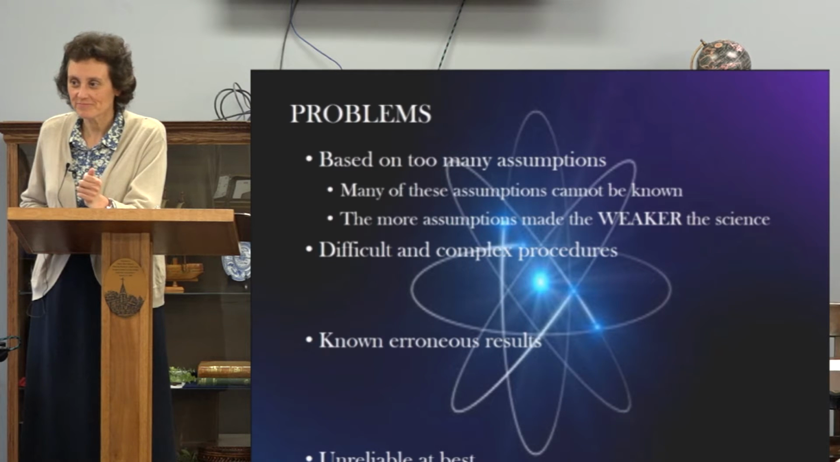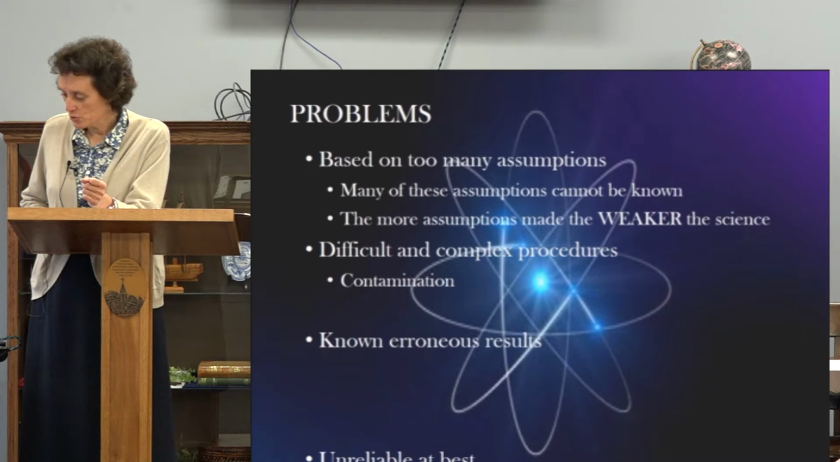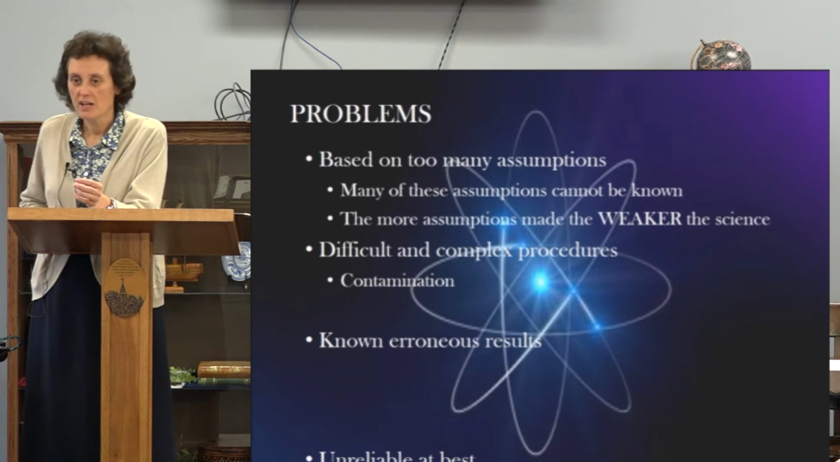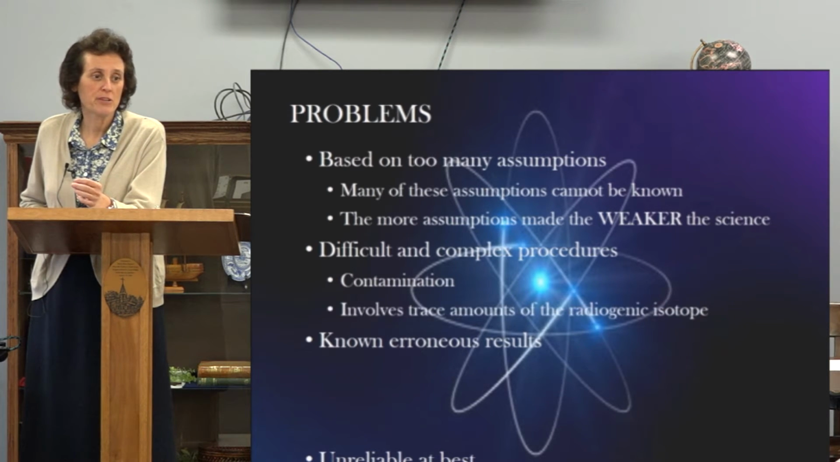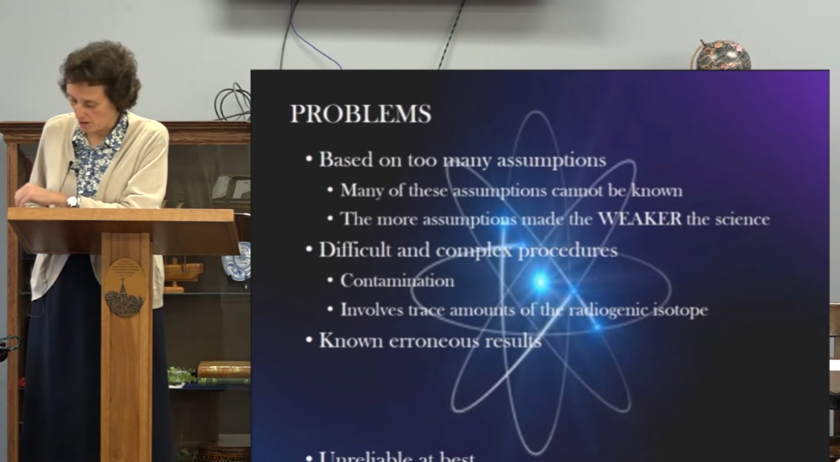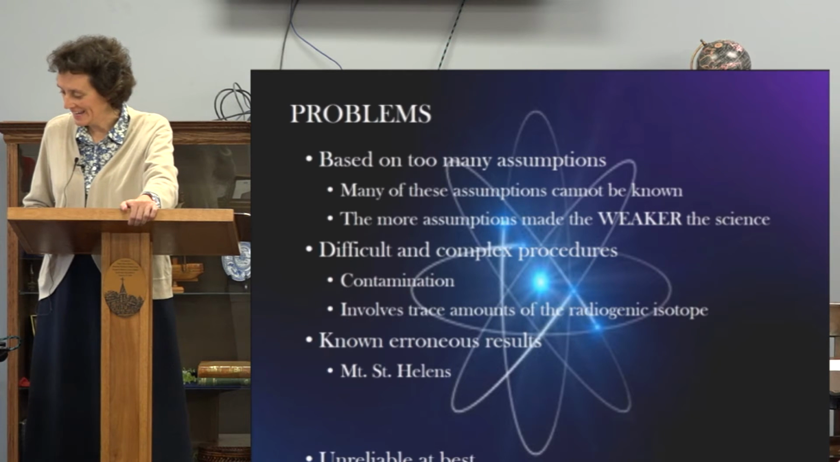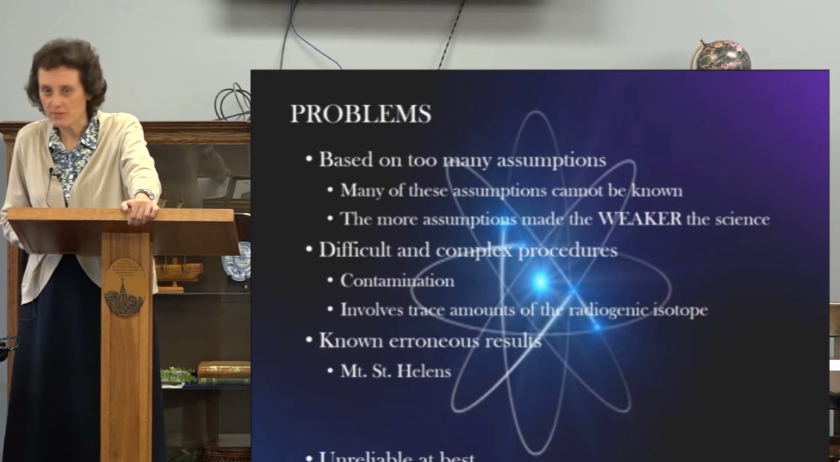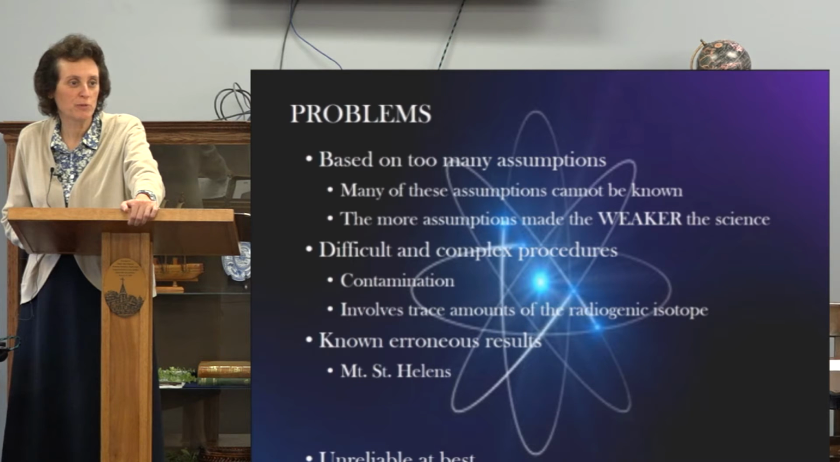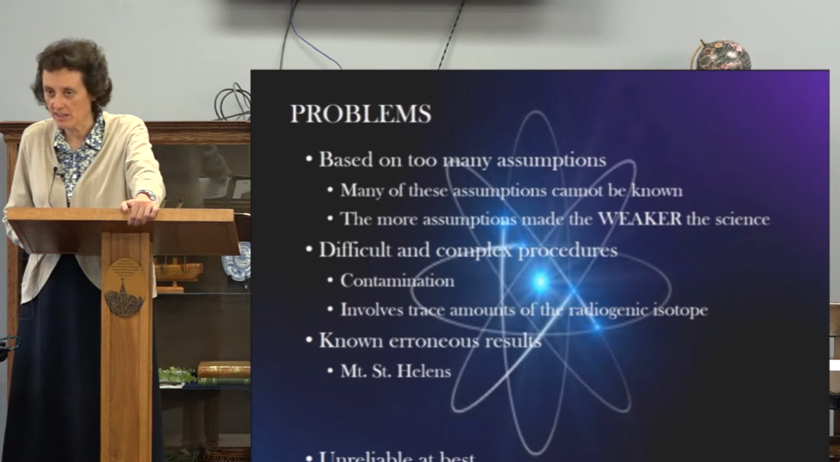Difficult and complex procedures. Contamination. Always a problem in lab work. Trace amounts of the radiogenic isotope, in particular the carbon-14. We're dealing with very small amounts of carbon-14. Known erroneous results. Mount St. Helens, remember? Potassium-argon dated the known lava dome from 1980 at 350,000 years old when it was less than 35. That's a big factor.